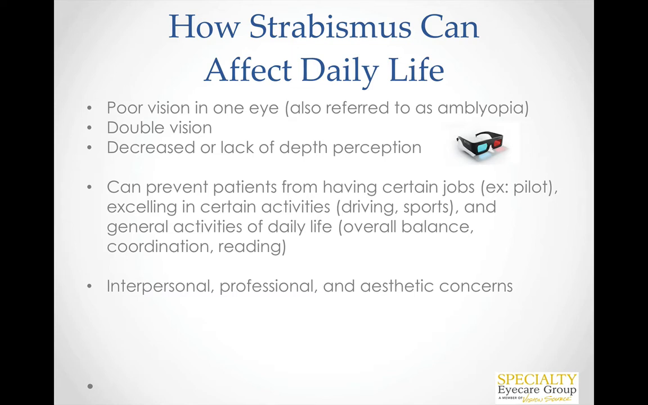We also see a lot of interpersonal, professional, and aesthetic concerns. For example, we have adult patients who have had a strabismus for their whole life or a long time, and one of their concerns is that when they meet with someone, particularly professionally or even just socially, people don't know where to look if there's one eye looking at them and one eye not, and that can be a problem. It can also impact professional advancement in jobs if there's a strabismus.